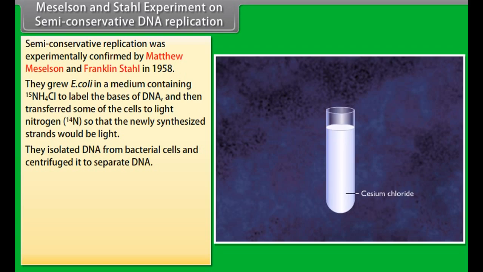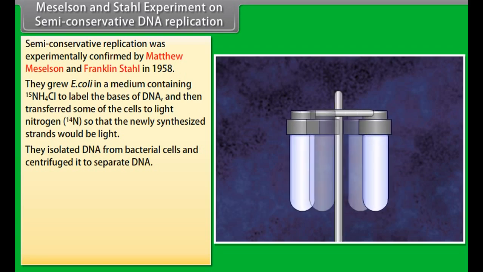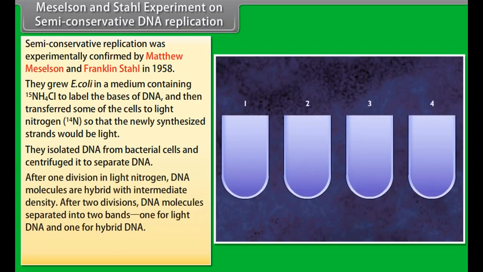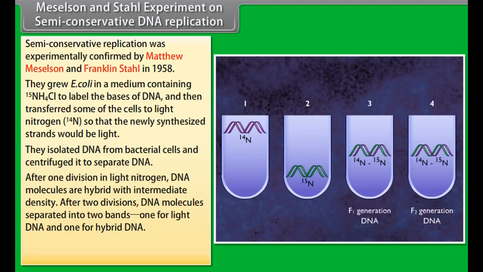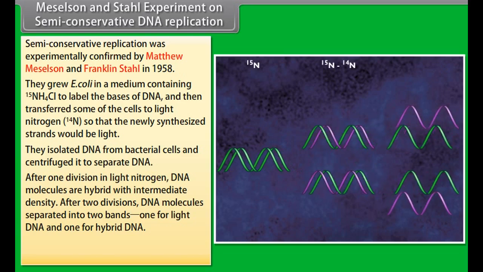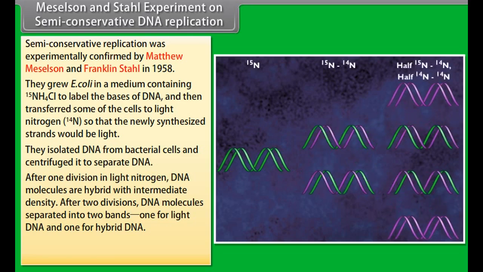They isolated DNA from bacterial cells and centrifuged it to separate DNA. After one division in light nitrogen, DNA molecules are hybrid with intermediate density. After two divisions, DNA molecules separated into two bands, one for light DNA and one for hybrid DNA. This confirmed that DNA replication is semi-conservative.